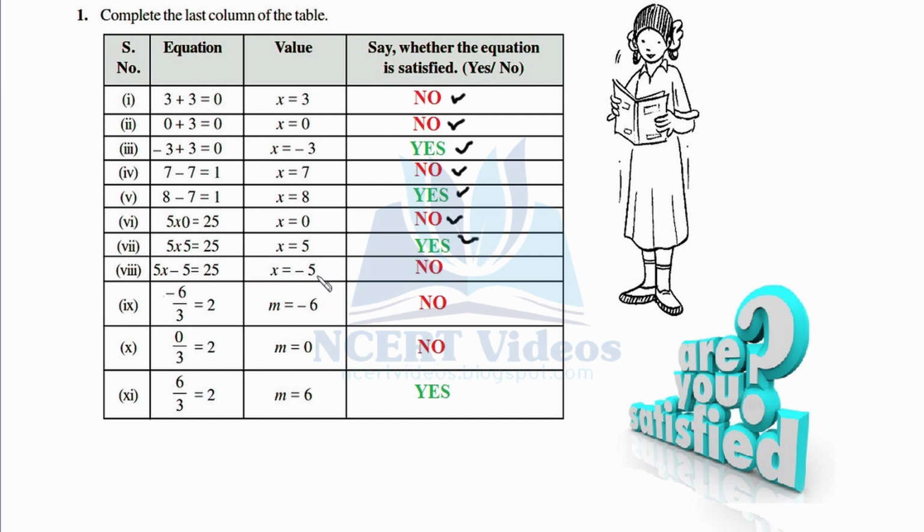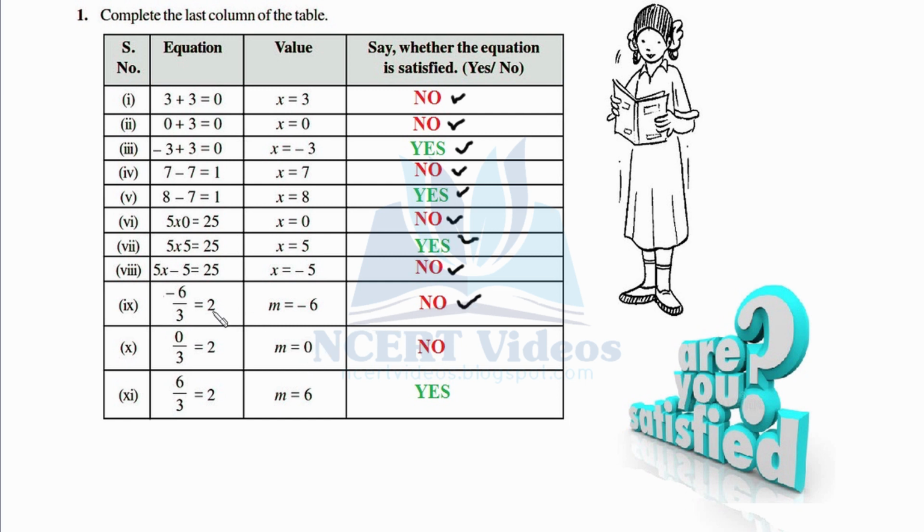Now x equal to minus 5. Now 5 gives 25, but with a negative sign. Negative 25 is not equal to 25. Therefore, not satisfied. m equals minus 6. When you put minus 6 in place of m, you get this. Now 1 3 is a 3, 2 3 is a 6. But the minus sign is there. So minus 2 is not equal to 2. Therefore not satisfied. Had it been 2 with positive, then it would have been satisfied. But that is not the case here.